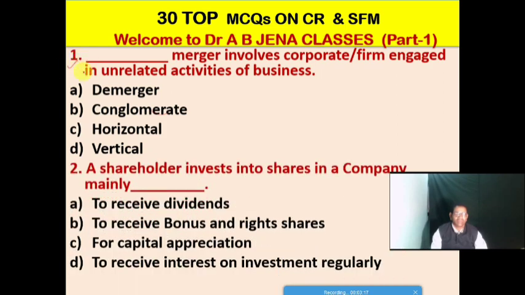First MCQ: which merger involves corporates or firms engaged in unrelated activities of a business? A, demerger. B, conglomerate. C, horizontal. D, vertical. Friends, B is the right option for this MCQ.